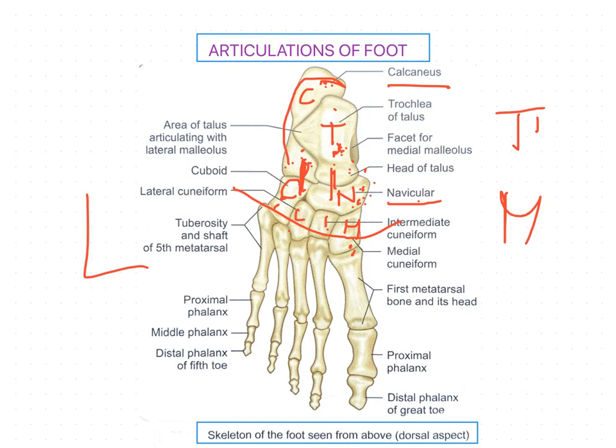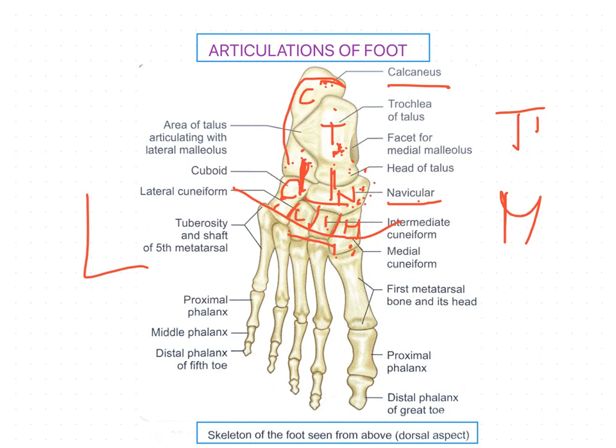It also forms metatarsal joints. So it forms intertarsal joints between them, and also intermetatarsal joints. Anterior to this we will finish afterwards. What are the joints formed here? Now we will see.